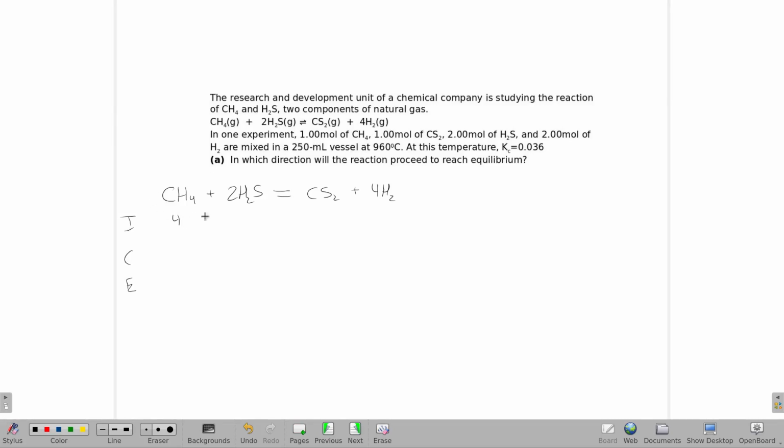So that's 4 molar. This is 4 molar. This is 2 molar, and this is 2 molar. Or no, 8 and 8. The change is not obvious this time because I don't have a 0 anywhere. So my quotient is going to need to be used to get us a Q.